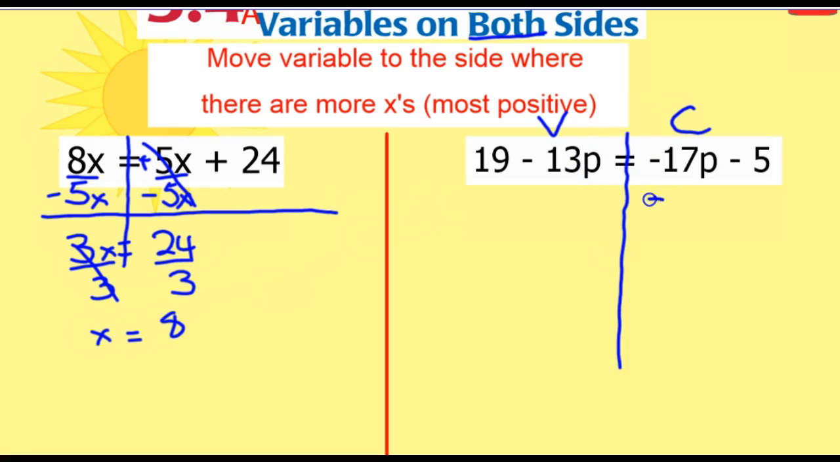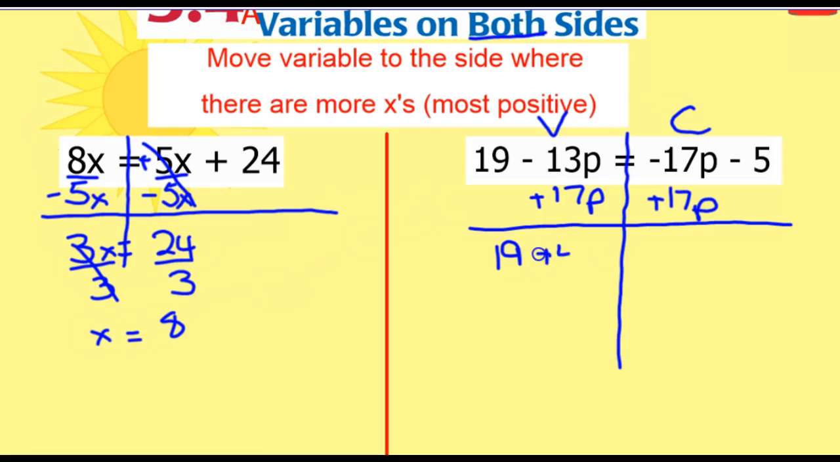So if I move my negative 17p over to the other side, I'm going to add to get rid of those. So I'm adding 17p onto this side. So now our new equation is going to look like 19. Now we have negative 13 plus 17, so that's going to give us a positive 4p equals whatever we have left over here, which is a negative 5.